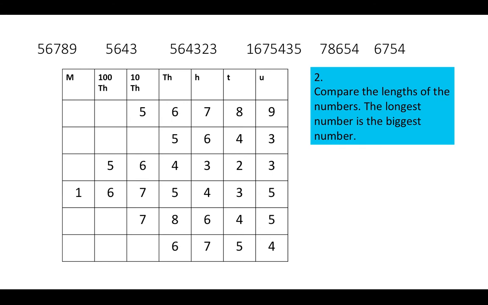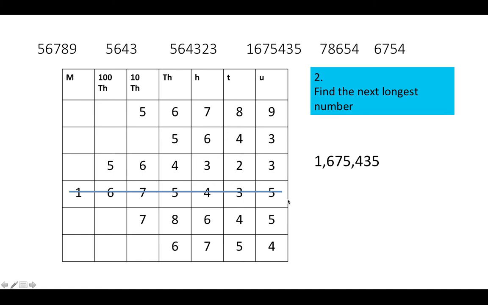Now we've filled in the grid, it should look like this. And we're going to compare the lengths of the numbers because the longest number is the biggest number. So let's look for the longest number. This number has a digit in the millions. It's the only one that does. It's the longest number, so it's the biggest number. So we'll put that first.